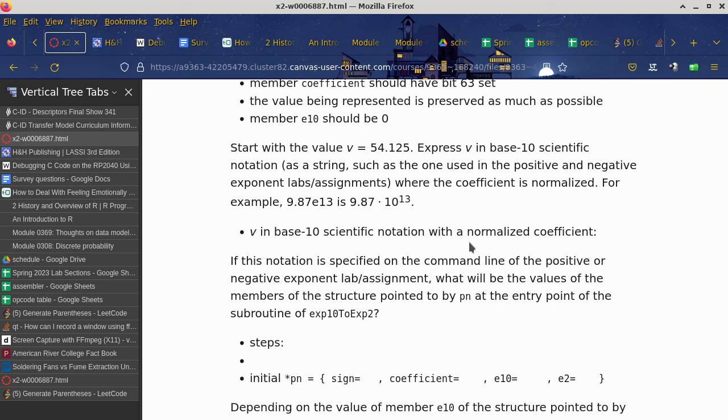Then what is going to happen to E10? E10 goes up or goes down by one, two, three, four. So it would be E -3. Yes, that is correct. So E10 is going to be -3, which means the negative exponent code is going to kick in, right? But that is not what this part of the question is asking. We just have to say E10 becomes -3. What about E2? Remember, this is at the very entry point of the subroutine.